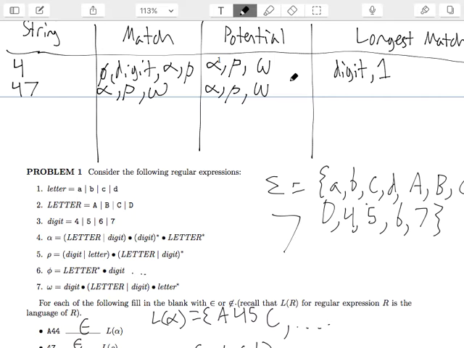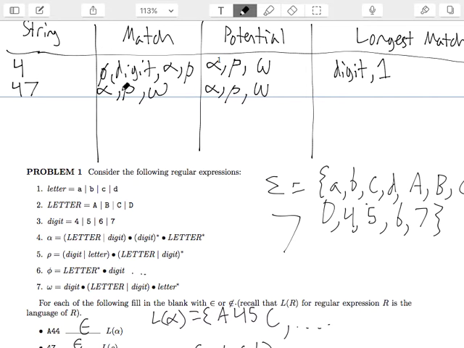What are we looking at for the potential column? The potential means, starting with this string, does the first part of the regular expression match this? And if there is stuff after this, could we match this regular expression? Sure, so it's basically like a prefix. It's saying, okay, is 4-7 a prefix in there? And could there be more?